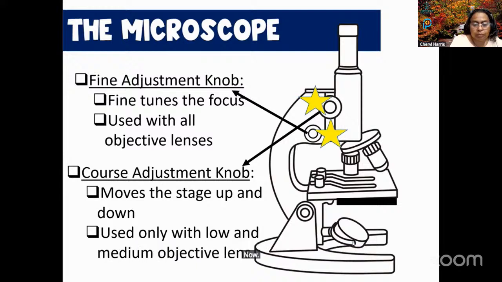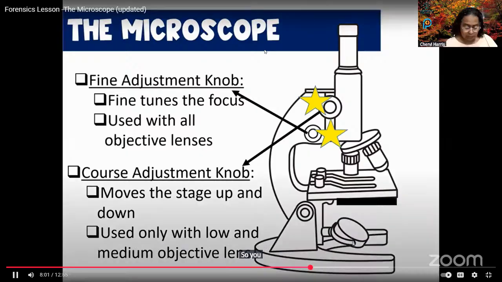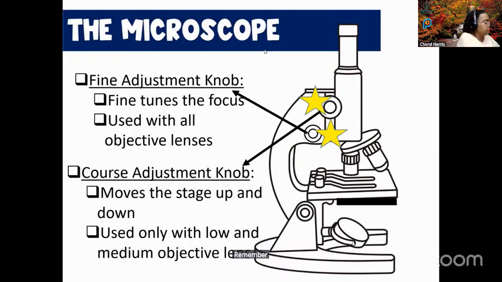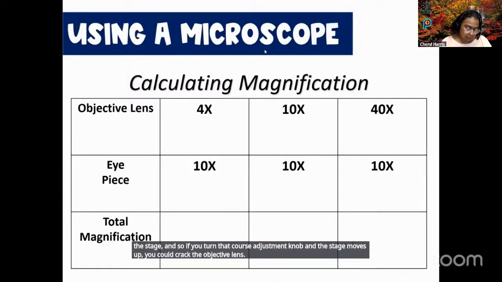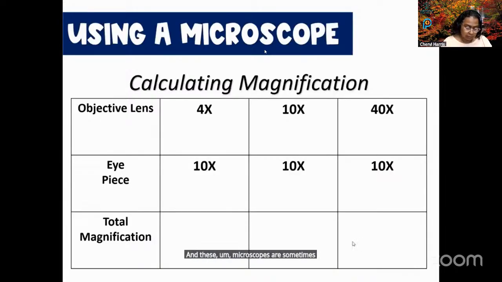Now, the coarse adjustment knob is going to actually move the stage up and down vertically. And because it moves the stage up and down towards those objective lenses, it is very important that you only use the coarse adjustment knob with the low and medium power objective lenses. So you should never use the coarse adjustment knob with your high power objective lens. Remember, your high power objective lens is your longer lens. It's very close to the stage, and so if you turn that coarse adjustment knob and the stage moves up, you could crack the objective lens. And these microscopes are sometimes very expensive. We don't want to do that.